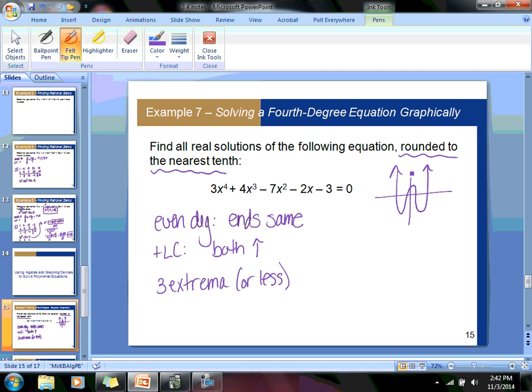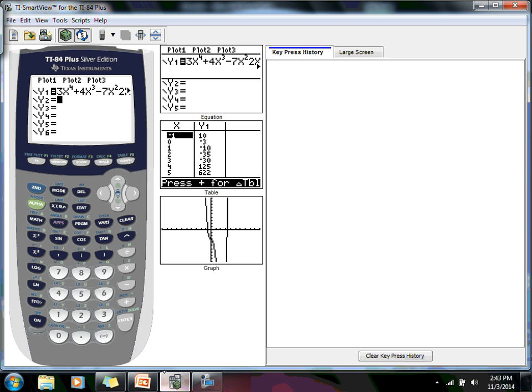Okay? But what I need to do now is I need to go to my graphing calculator. So I'm going to pull that up and go to y equals and type in your equation and then hit graph.